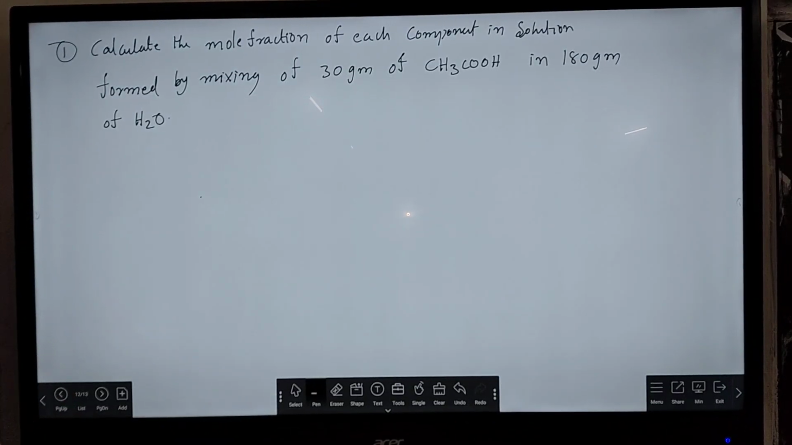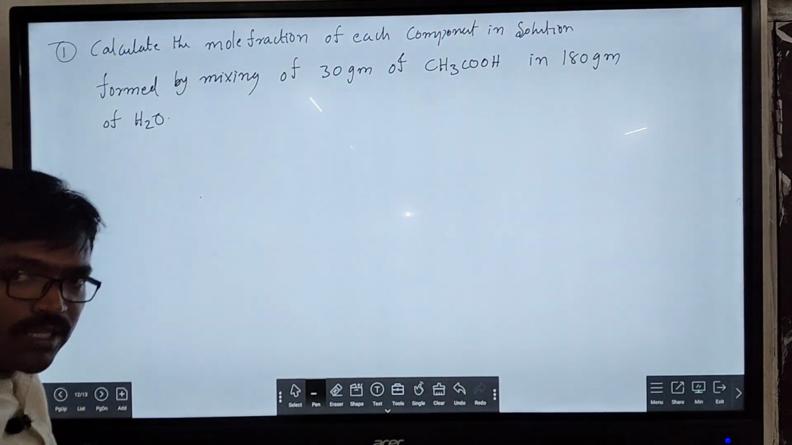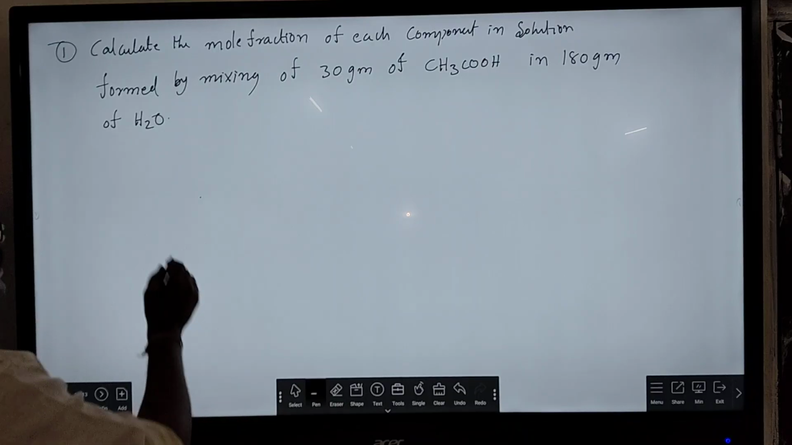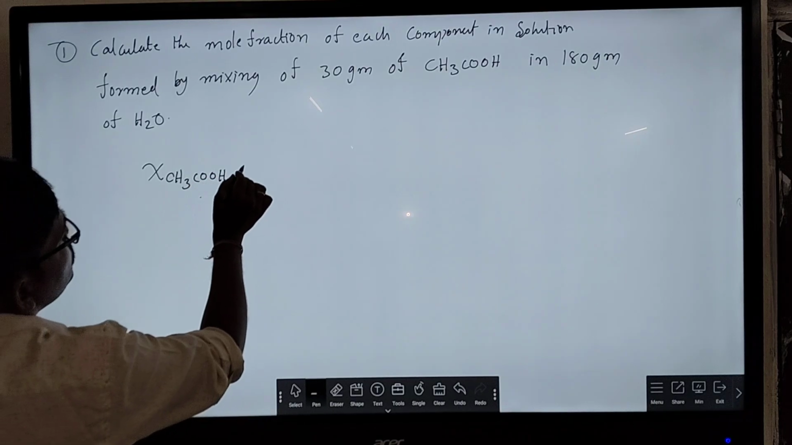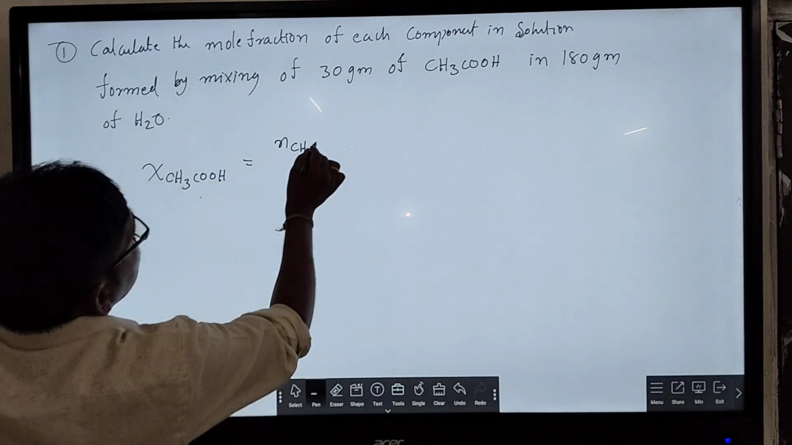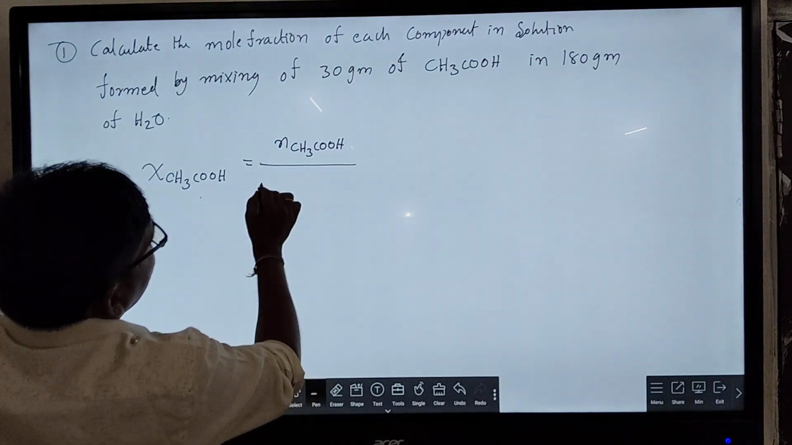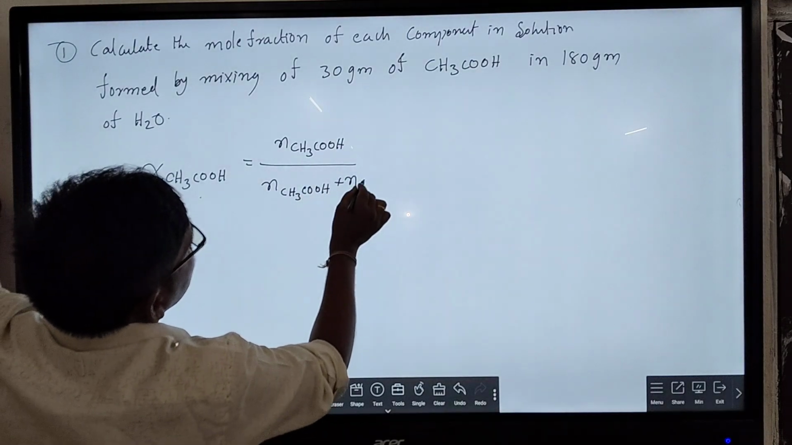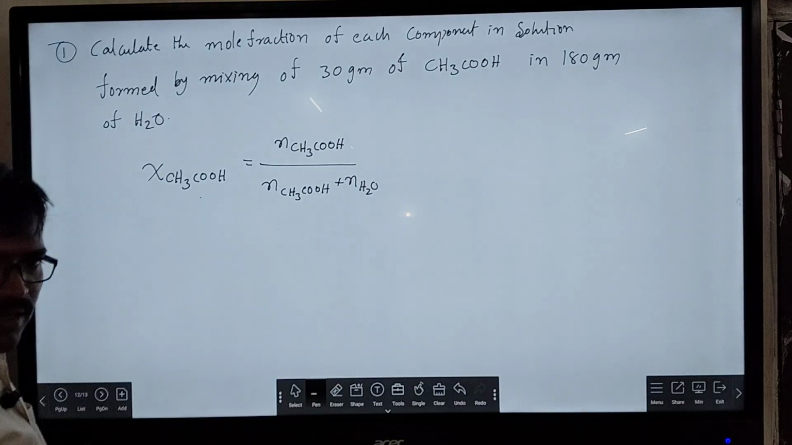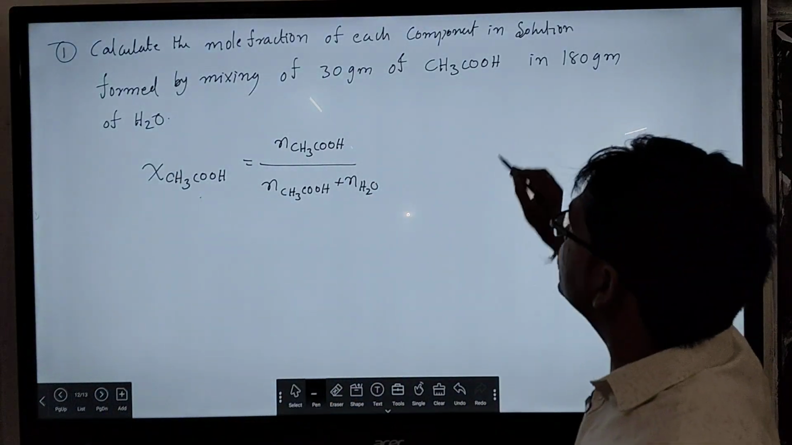Look at this. Calculate the mole fraction of each component in the solution formed by mixing 30 grams of CH3COOH and 180 grams of H2O. Two components are given. So first we have to find the number of moles of each component, because the mole fraction of any component, for example CH3COOH, is the number of moles of CH3COOH divided by the number of moles of CH3COOH plus the number of moles of H2O. Both you have to find. Understand? So first you have to find the number of moles of each component.